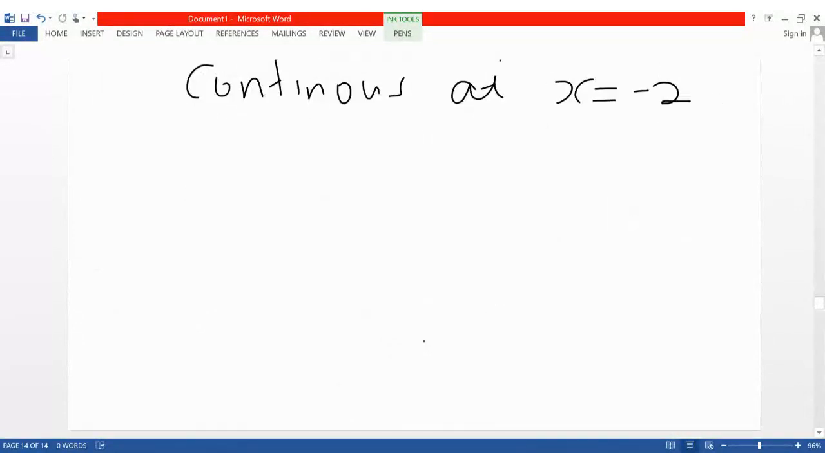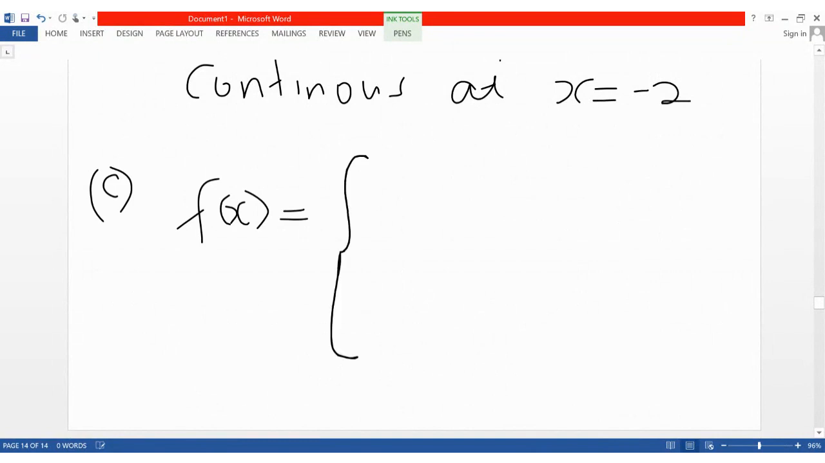Number C. f of x is equal to 6 plus 2x, and this one is for x less than 1. I want you to do this one.